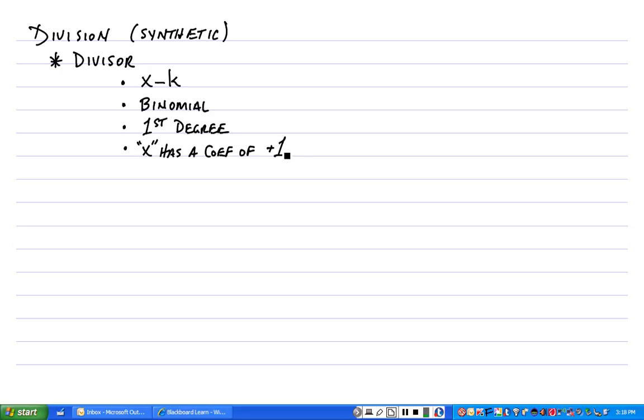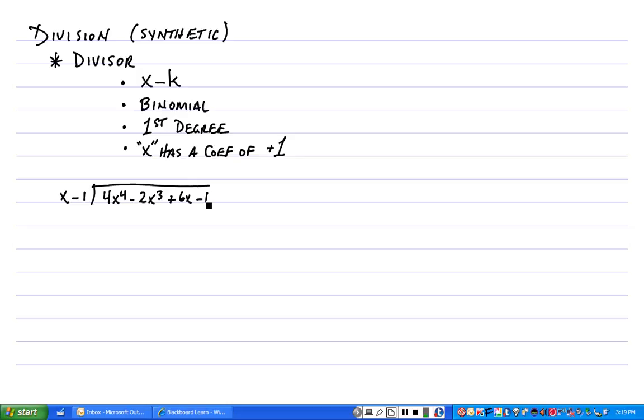So let's take a look. The first problem we have is set up as x minus 1 and 4x to the 4th minus 2x to the 3rd plus 6x minus 1. I'll go ahead and write it. We're asked to divide that.